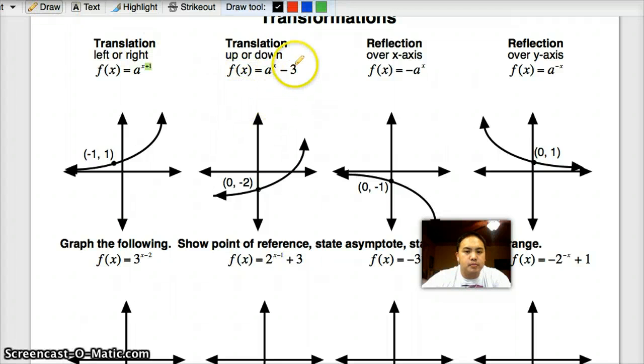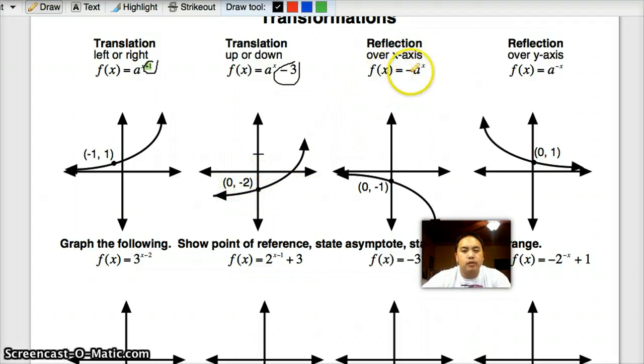Here, let me draw it. This -3, right? A little bit different than this +1 right here. So this +1 over here means left 1, but this -3 means down 3. So why does it say (0, -2)? Well, remember my reference point is supposed to be (0, 1). So if I move down 3, instead of (0, 1), this will now be (0, -2).